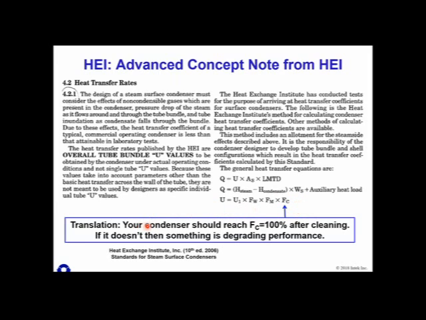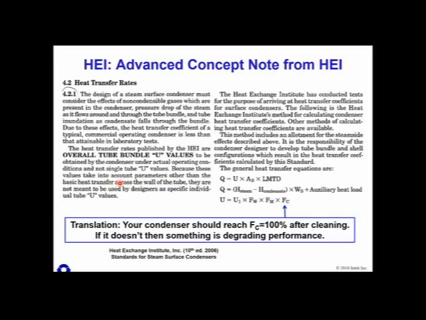And so if you read this paragraph here, it is right here. It says the heat transfer rates published by HEI values are overall tube bundle U values to be obtained by the condenser under actual operating conditions, not single tube U values. We just talked about that.